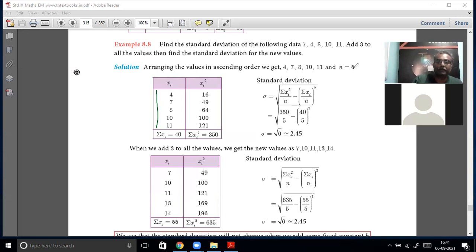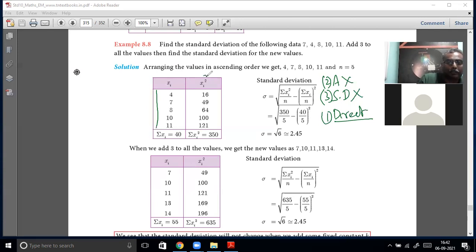What is the standard deviation formula? Very simple. You don't have to do the assumed mean method or the step deviation method. Just use the simple direct method. You are using only the direct method. So the formula is sigma equals root of sigma x of i squared by n minus sigma x of i by n the whole squared. That only you are using.